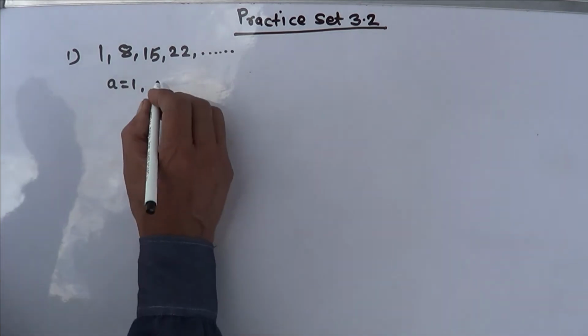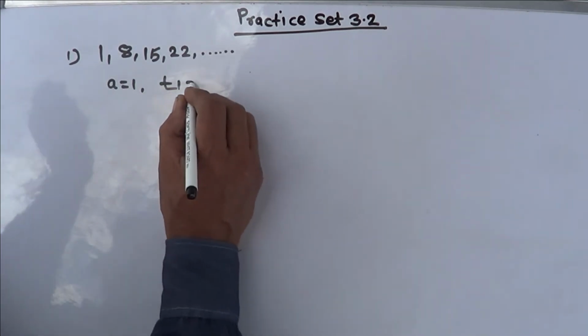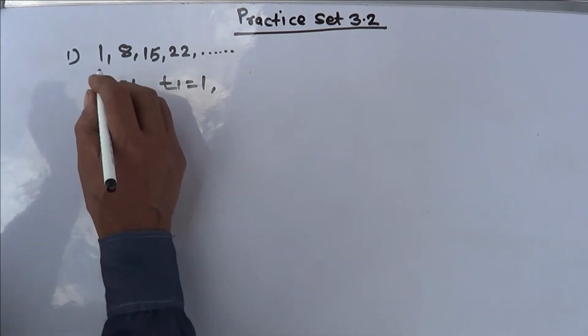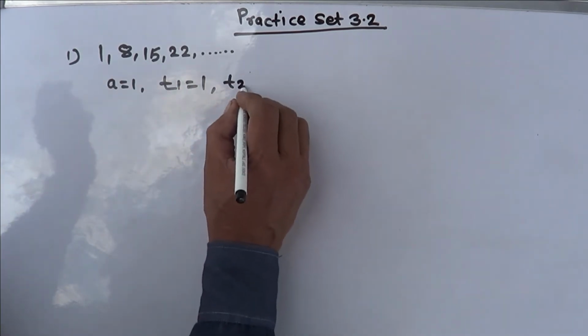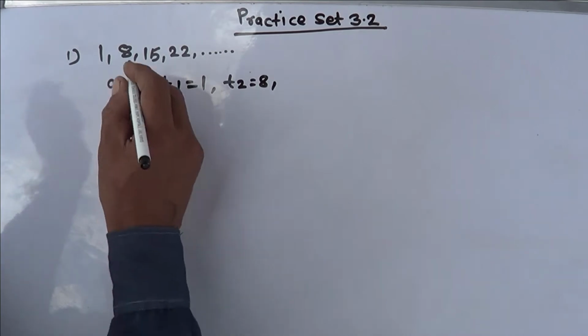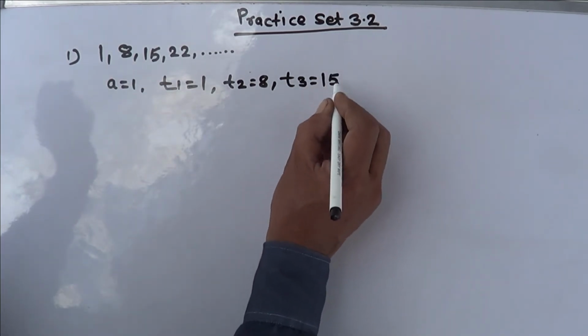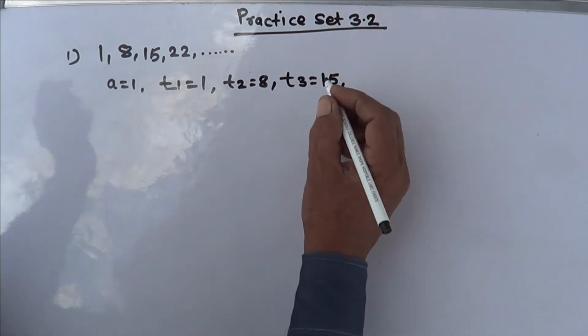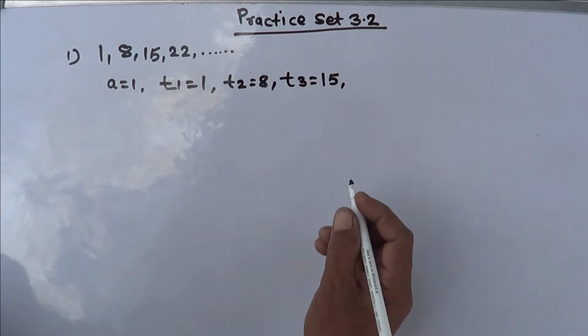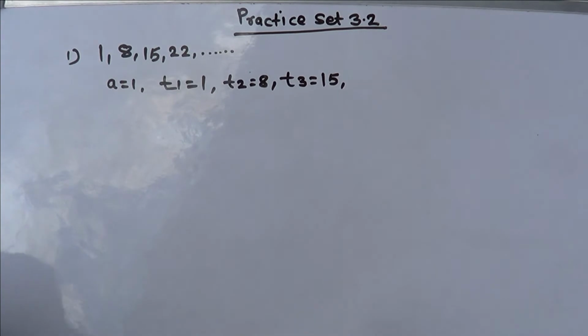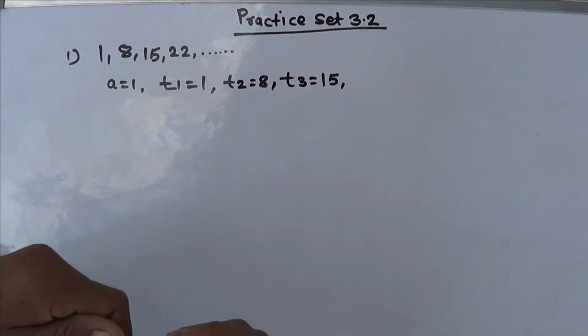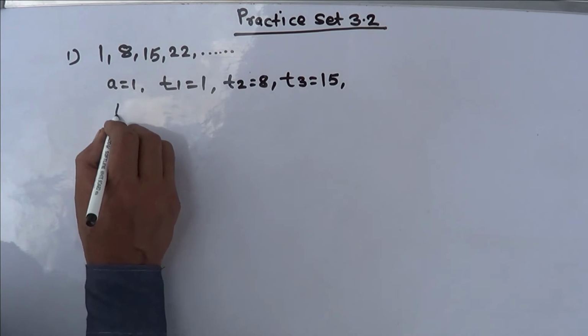Then we have to write the value of T1. T1 is also 1. Then T2 is, the value of T2 is 8. Then the value of T3 is 15. And then the value of T4. आपल्याला T3 पर्यंतच विचारलेलं आहे, पण T3 पर्यंत आपण लिहिलं. त्याच्यानंतर आपल्याला T2 मायनस T1 ची व्हॅल्यू आपल्याला शोधायची आहे. सो हिअर वी विल फाइंड T2 मायनस T1.